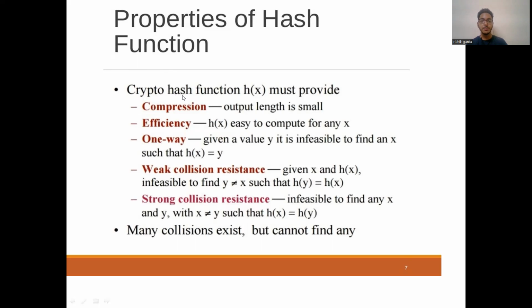Properties of hash function. A crypto hash function h of x must provide compression: the output length is small. Efficiency, that is h of x is easy to compute for any x. One way, that is given the value of y, it is infeasible to find an x such that h of x equals y. It should have high collision resistance, that is it is infeasible to find any x and y with x not equal to y such that h of x equals h of y. Many collisions exist, but we cannot find any.